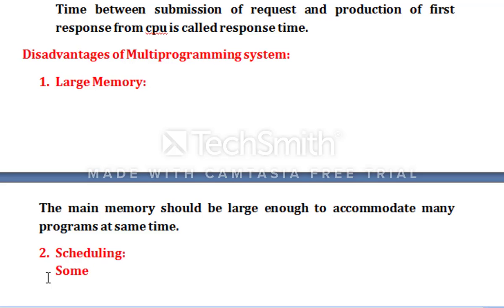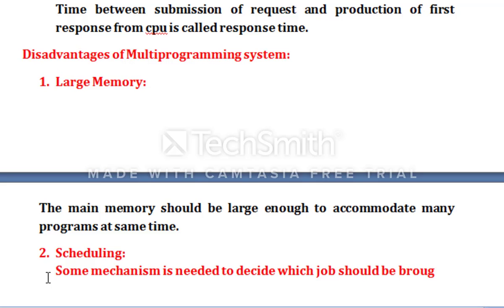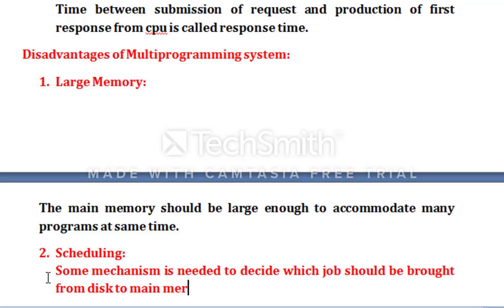Okay, so let me discuss here. Some mechanism is needed to decide which job should be brought from disk to main memory. So how will it be decided and who will decide? The first thing is who will decide which job should be brought from disk to main memory and who will carry it out, right? This is a very important decision.